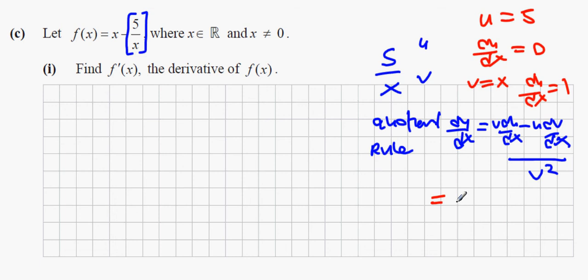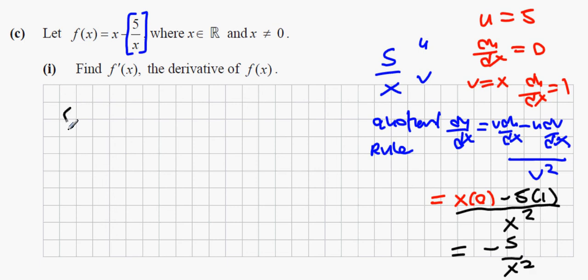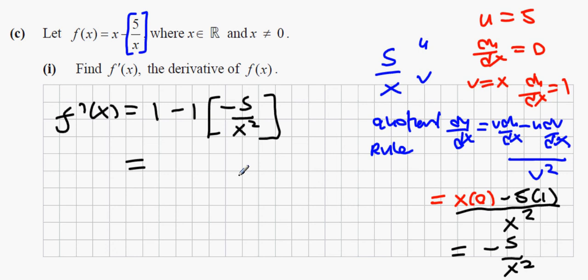So it's going to be x times du/dx, which is 0, minus u times dv/dx, which is minus 5 times du/dx, which is 1, all over v squared, which is x squared. Multiplied out, we get minus 5 over x squared. So when we differentiate this, we differentiate x, we get 1. Differentiate 5 minus x, what we're going to get is minus 1 times minus 5 over x squared. Multiply them in. What happens is we get 1 plus 5 over x squared.